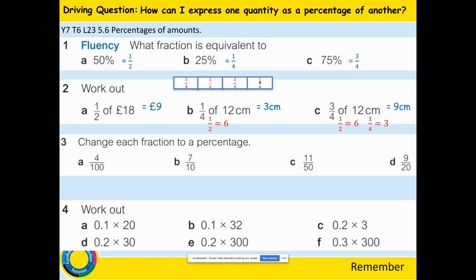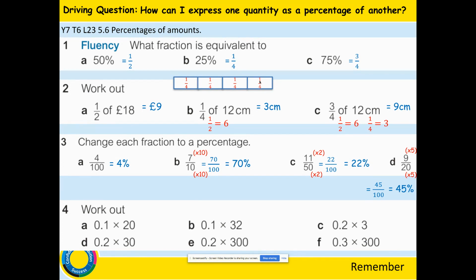Change each fraction to a percentage. Remember, to change it to a percentage, we need it to be out of 100. So first one's okay, we've got 4%. 7/10, we need to multiply by 10 to get 70 hundredths, which will give us 70%. 11/50, we need to multiply that by 2 to get to 100. 22 hundredths, 22%. 20, I know that we can multiply by 5 and we'll get 100. An alternative would be to divide by 2 to get 10 and then multiply by 10. Okay, I'm just going to multiply by 5, so it's 45 over 100, 45%.